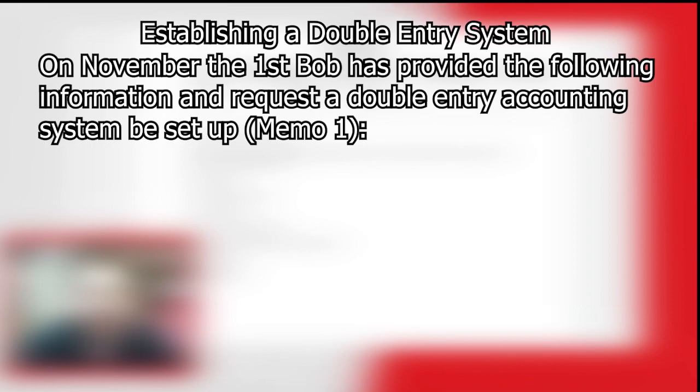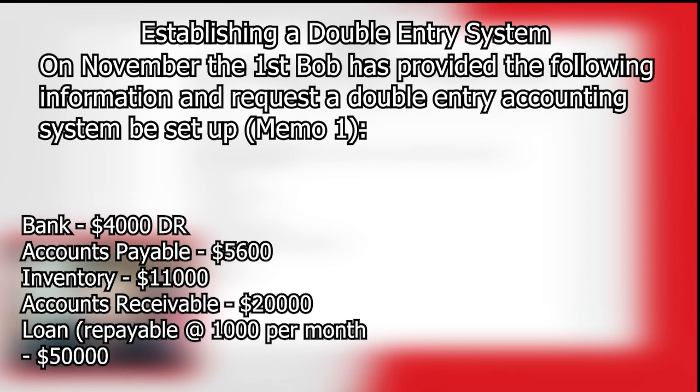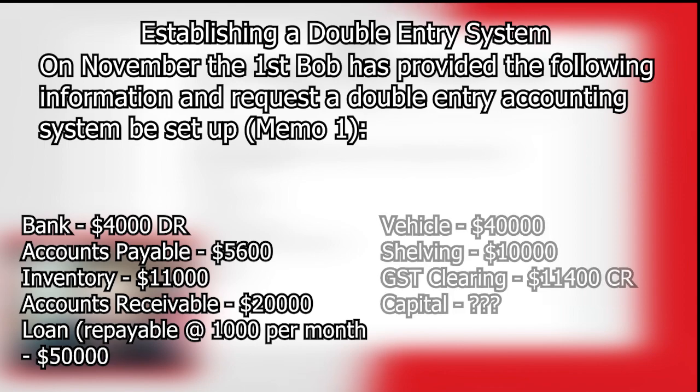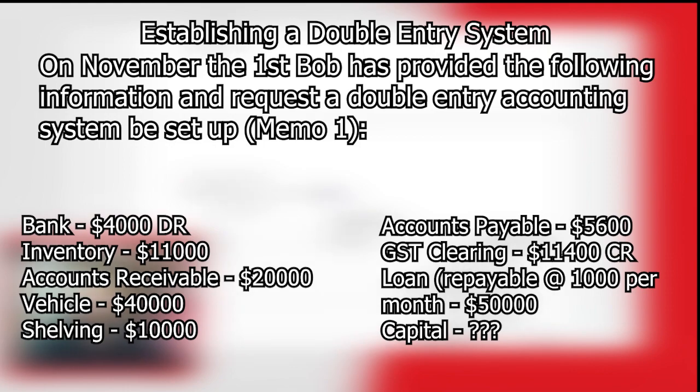And we've got our list of transactions there. Bank 4,000 debit, that means it's an asset. Accounts payable 5,600, inventory 11,000, accounts receivable 20,000, loan 50,000, vehicle 40,000, shelving 10,000, and GST clearing 11,400 credit. Before we do anything in the general journal, I'm actually going to split up on one side debits, on the other side credits, and they appear as so. And we can see automatically this is not balanced. Like, that is really obvious at this point.